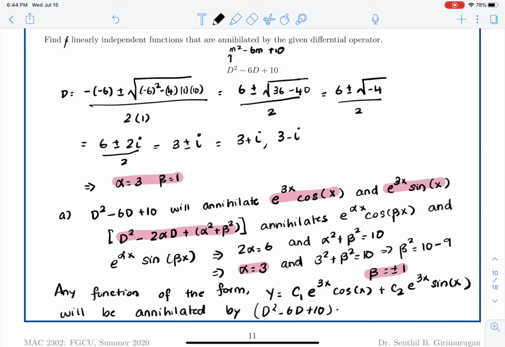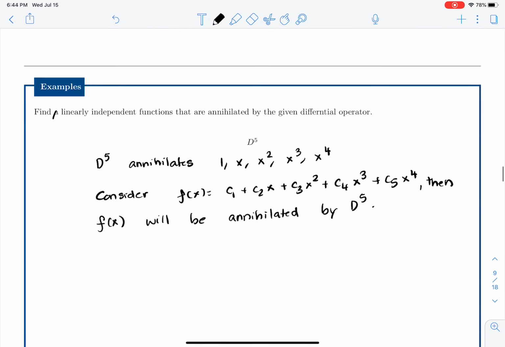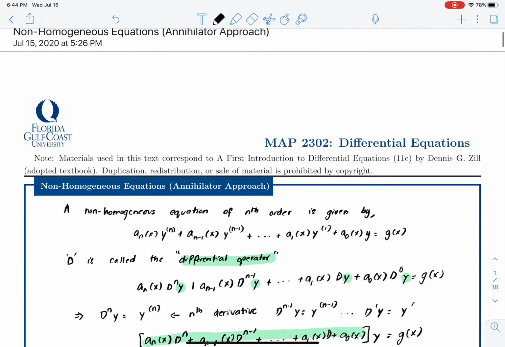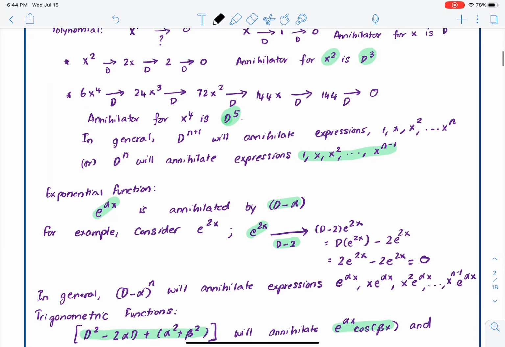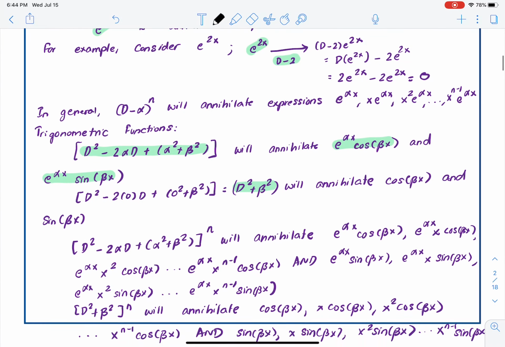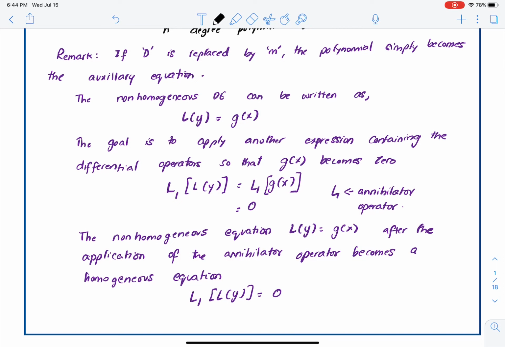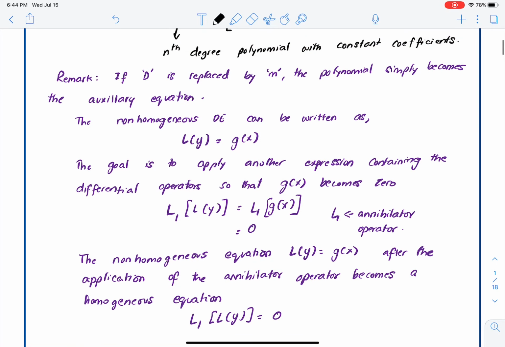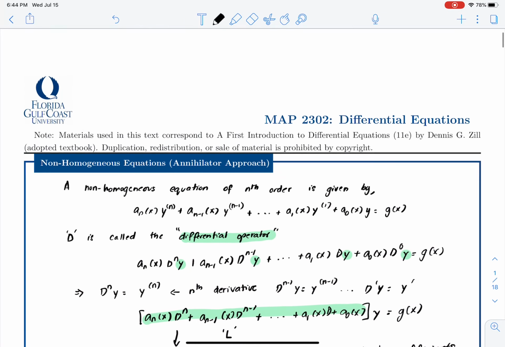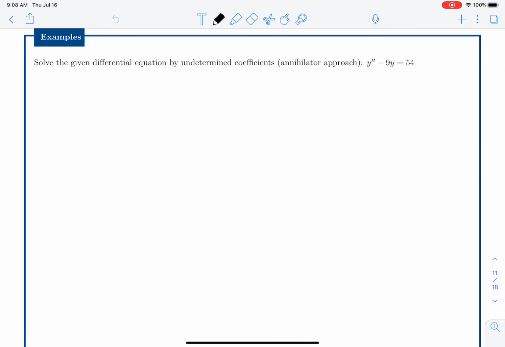So, key to identifying annihilator operators is right here. It's the most important part of the annihilator approach. You've got to understand this, and the objective is to use the annihilator operator to convert a non-homogeneous equation to a homogeneous equation so we could find the solution right away. And this is an alternative to the superposition approach. So we are going to solve this differential equation using the annihilator approach.